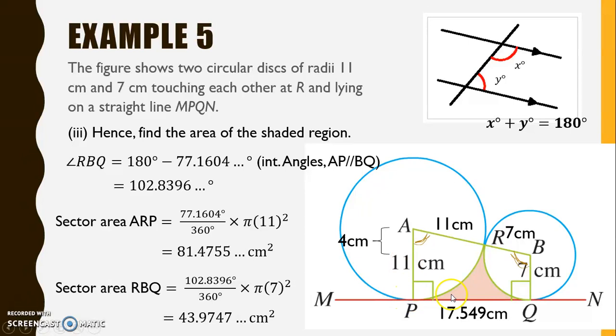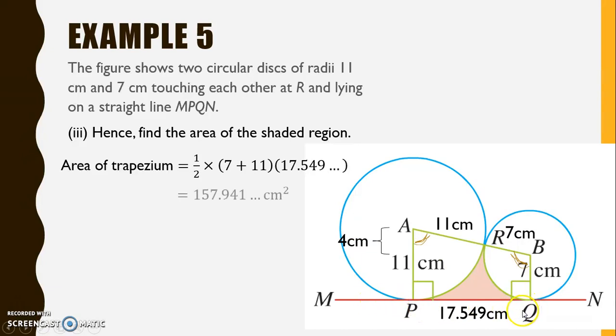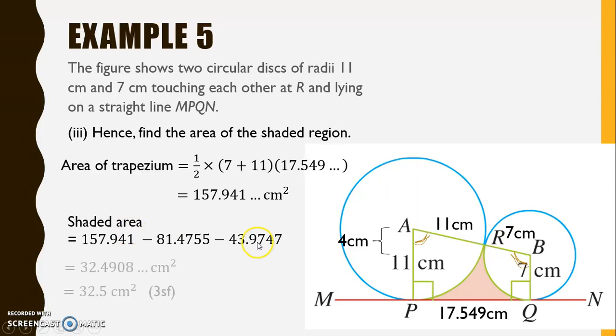So how do we find the area of the trapezium? All I have to do is apply the formula half times the sum of parallel lines, 7 plus 11, times height, which is 17.549 centimeters. This will give me 157.941 centimeters squared. So to find the area of this shaded region, I just take this value minus the two sector areas, and I will get 32.5 centimeters squared, corrected to 3 significant figures.